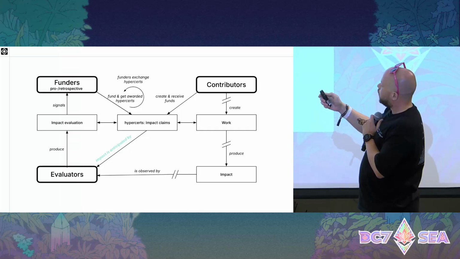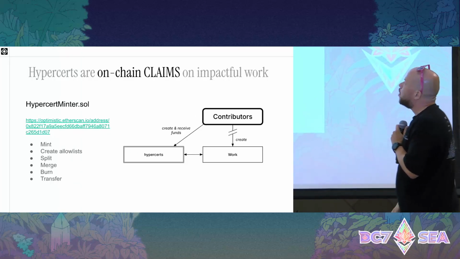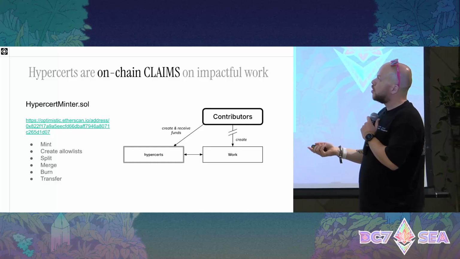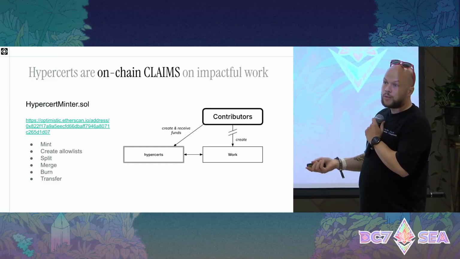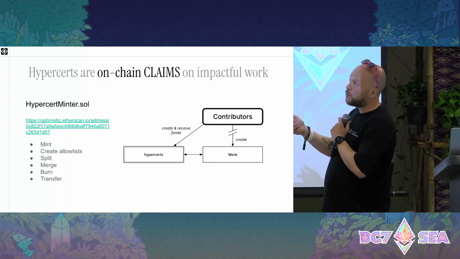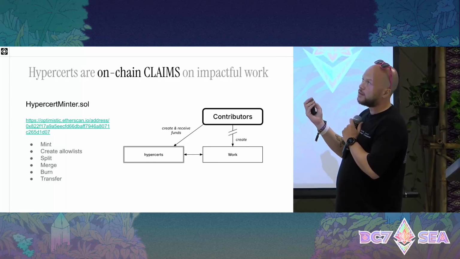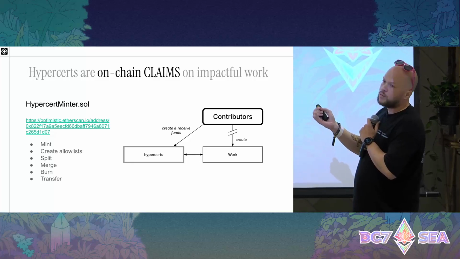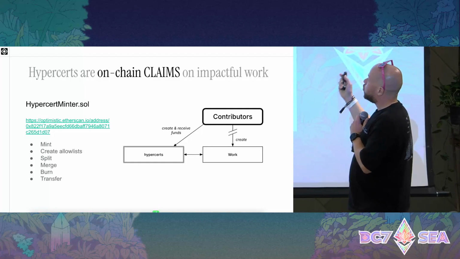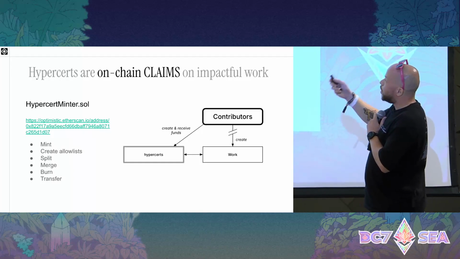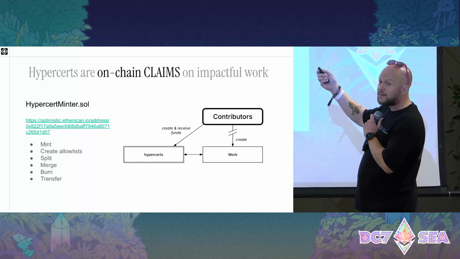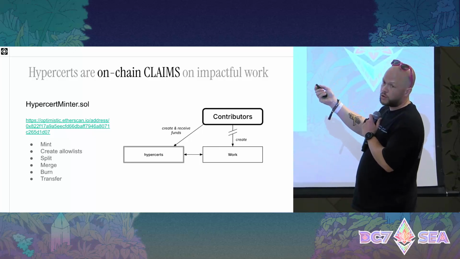OK, so remember, hypercerts are on-chain claims on impact for work. So we have a contract, which is the hyperminter.sol. This is one example, but we're on OP, moving to Filecoin, or on ARP, Base, I'm forgetting one, Celo, and their respective testnets. So impact creators represent the contributors, create work.